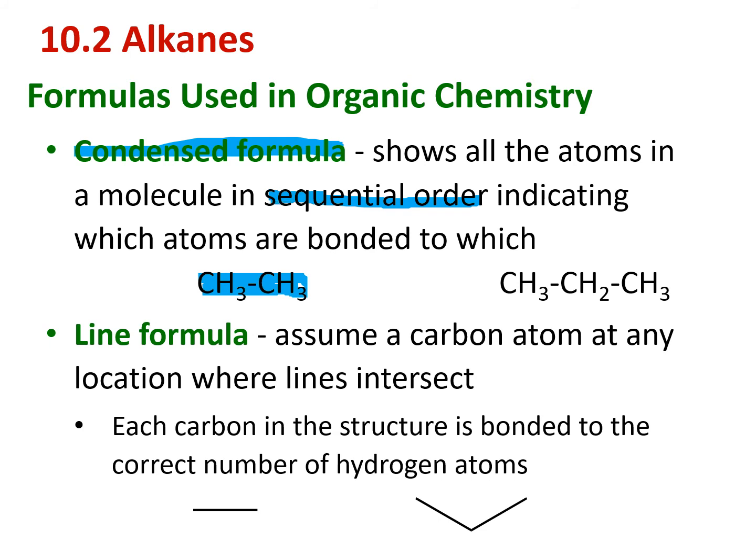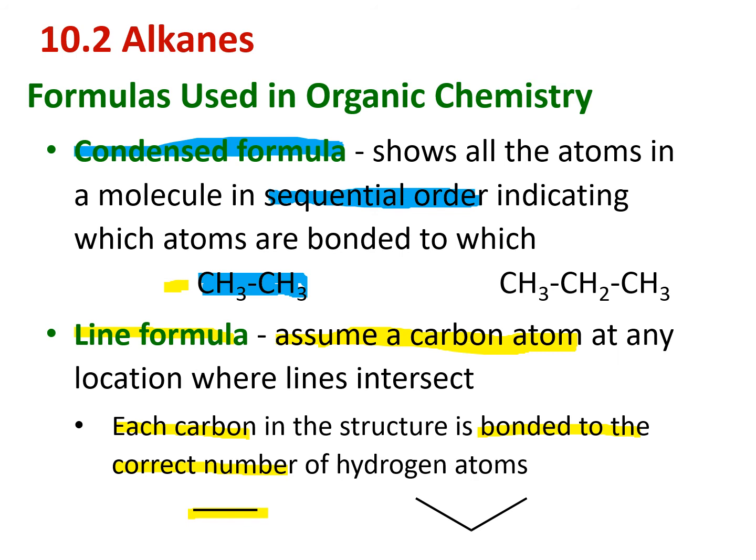So for condensed formula, the word to remember is sequential order. Another type of formula is called the line formula, which assumes a carbon atom at any location where the lines intersect. So it is simply assuming that a carbon atom is present at every intersection, and we also have to assume that each carbon is bonded to the correct number of hydrogens, depending upon the type of bond it has. So the structure here, CH3 bonded with CH3, can be simply represented by this line.